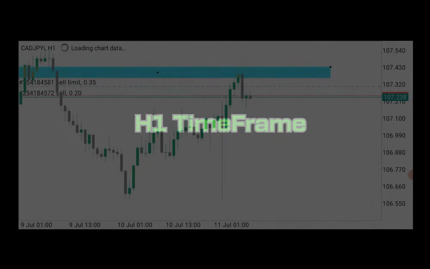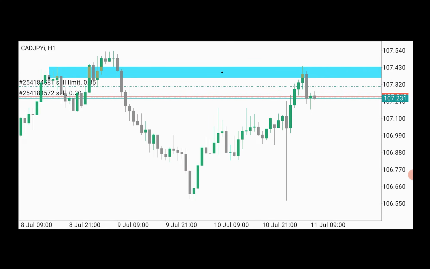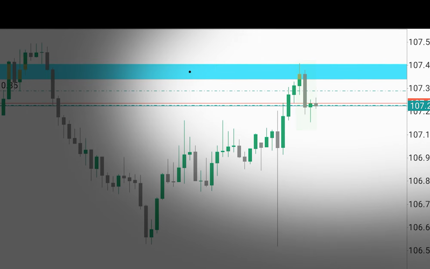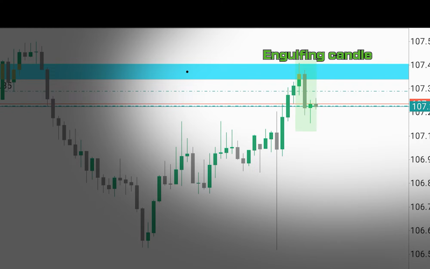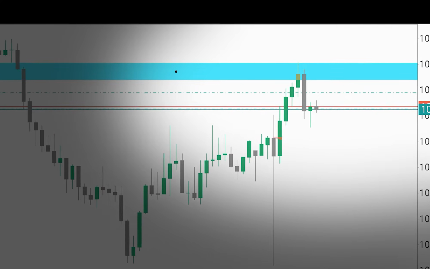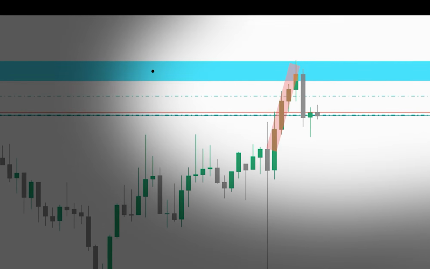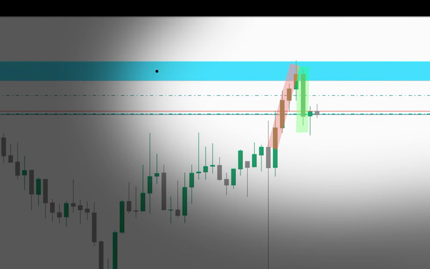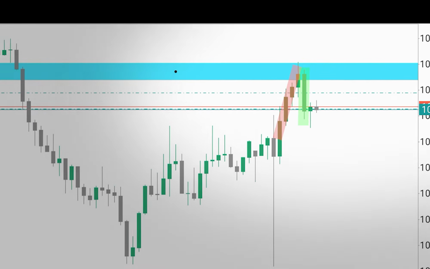Then I moved to the H1 timeframe to see if there is a confirmation behind it. On the H1 timeframe, I saw some good moves that support the higher timeframe idea. Here is an engulfing candle that could be a signal for us to look further. You can see the market was losing momentum, and moments later a big candle appears to push it down. That was my second reason.